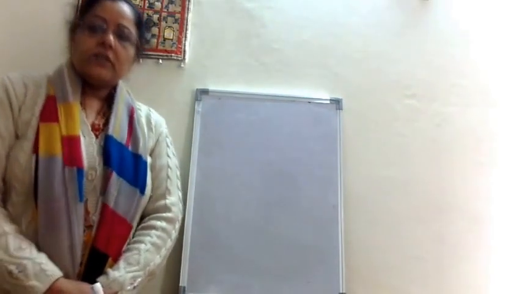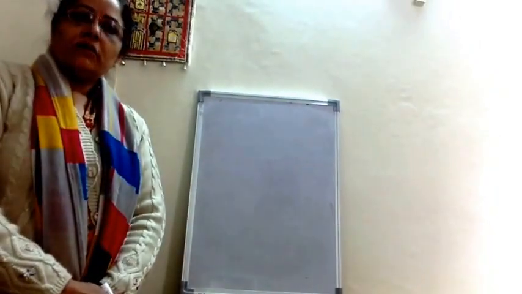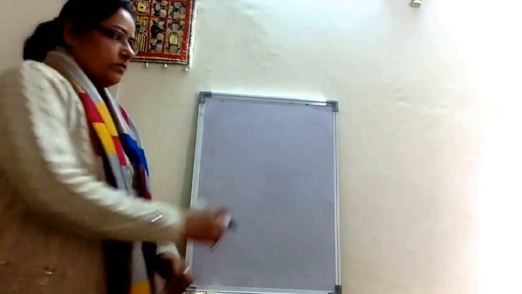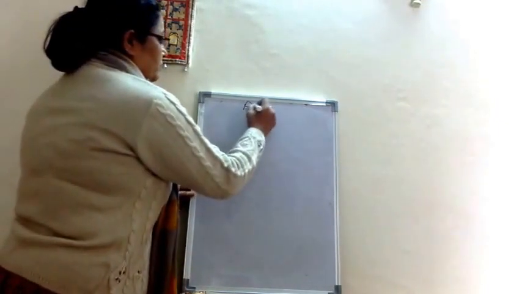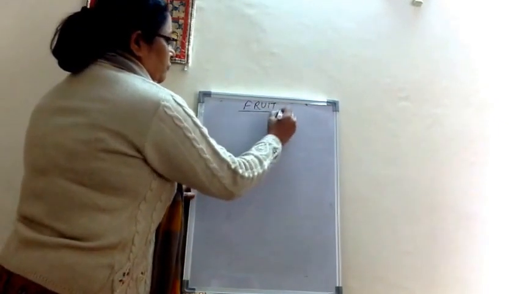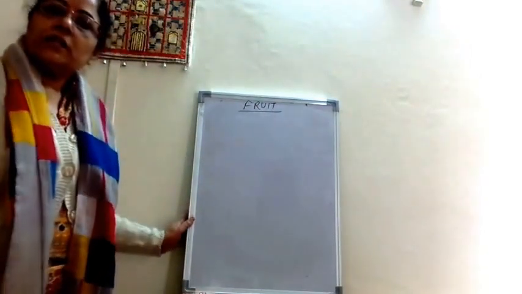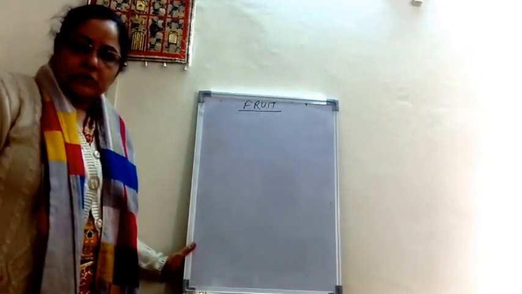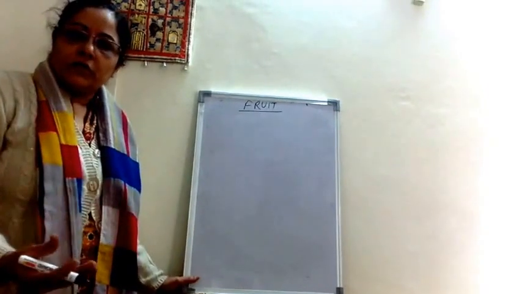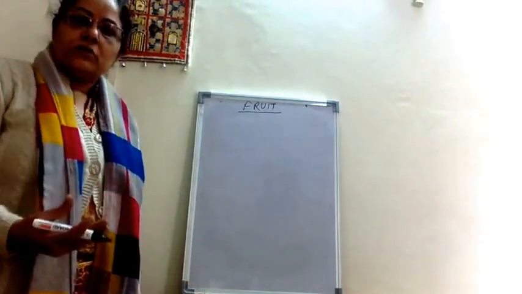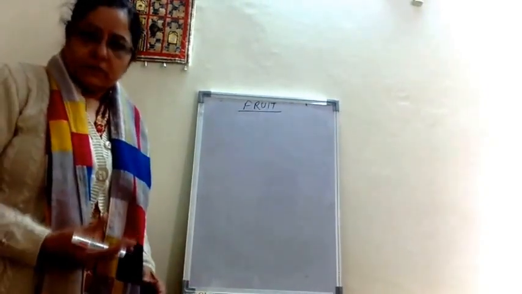Hi friends, today's topic of biology is on fruit. Now the question is, what is fruit? Fruit is a ripened ovary, and ovary, as you know, is the female reproductive part of the flower.